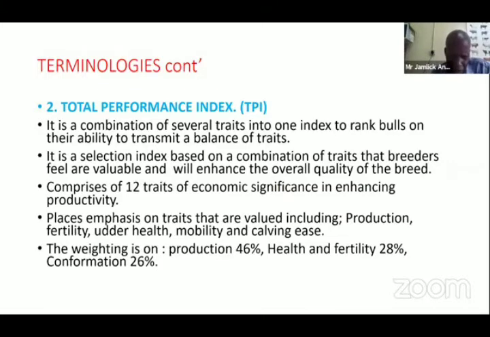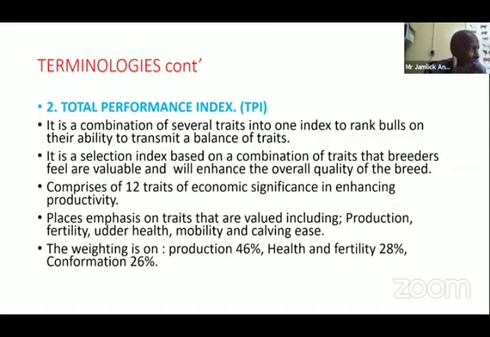Mobility: if animals can't move around, then they will not be able to be productive. Because if you are grazing out there in the open fields and the animals can't move, then they cannot be of any use. And then calving: you can imagine if you have a difficult calving whereby you end up losing the mother, the calf, or both. So they have put emphasis on all that and come up with a balanced index which a farmer can be able to use. Therefore, if you find a catalog with a TPI number, the higher, the better.